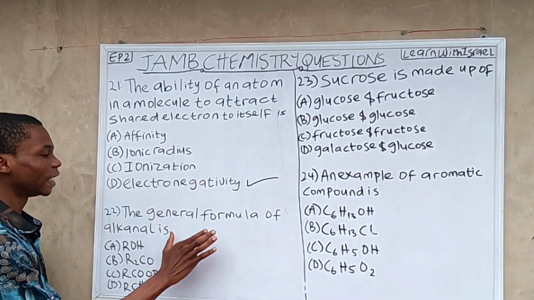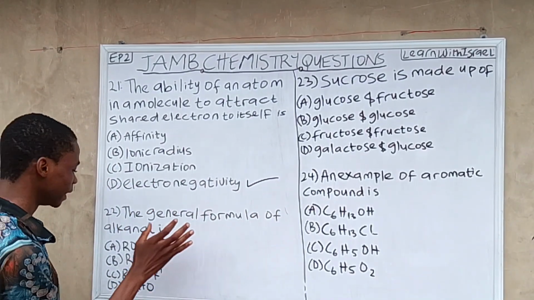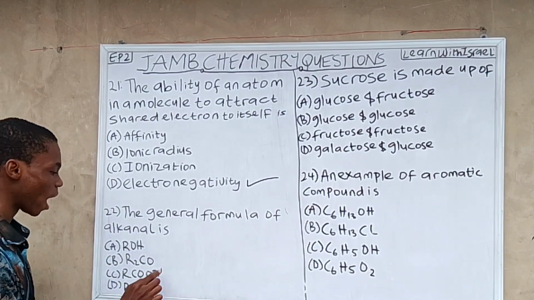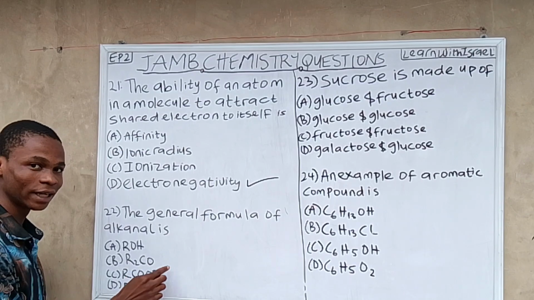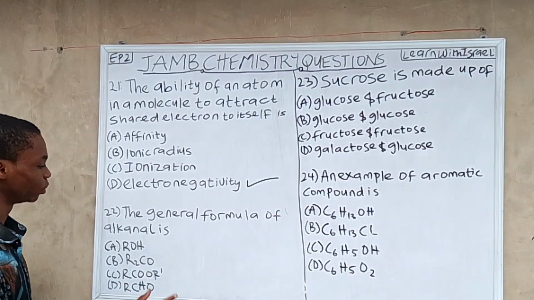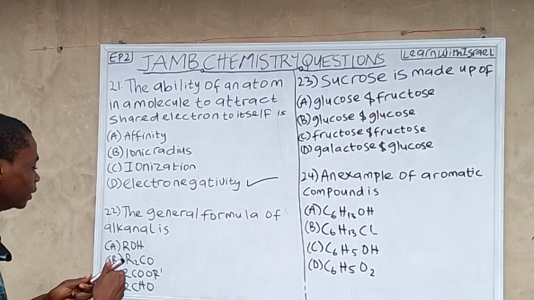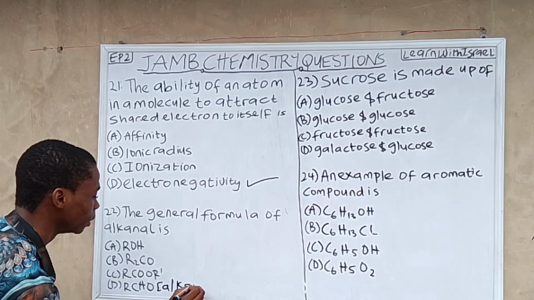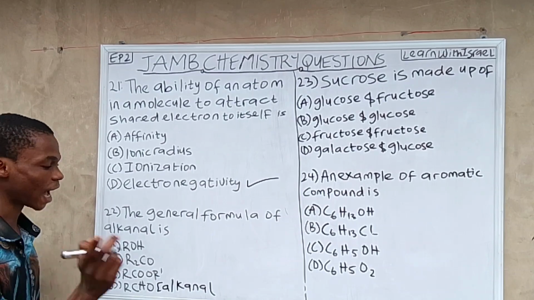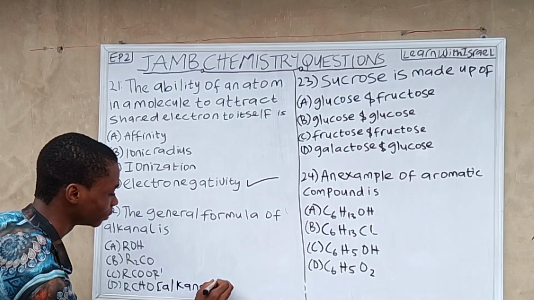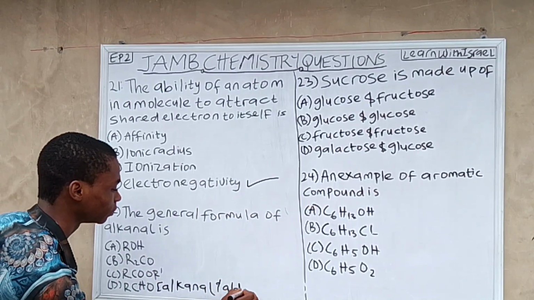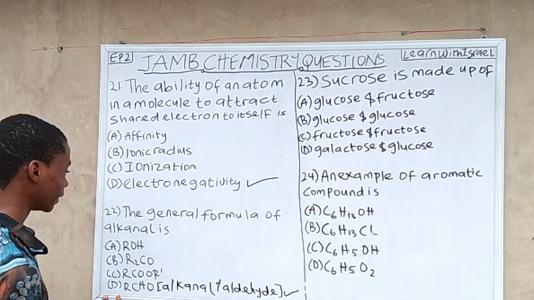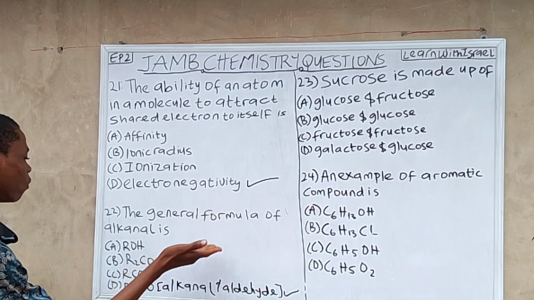Question 22. The general formula of alkanal is: A. ROH, B. R2CO, C. RCOR prime, D. RCHO. So RCHO is the correct answer for alkanal, and another name for alkanal is aldehyde. So RCHO is the general formula for alkanal.